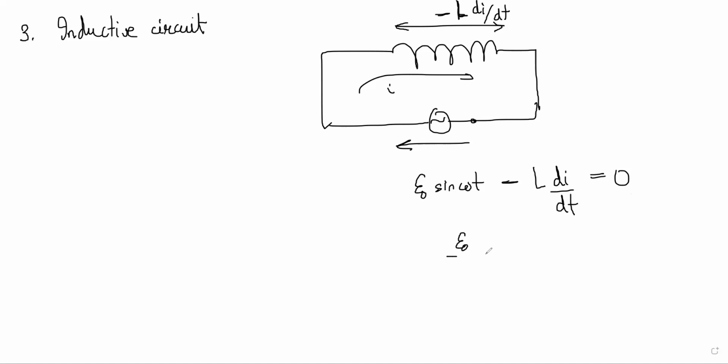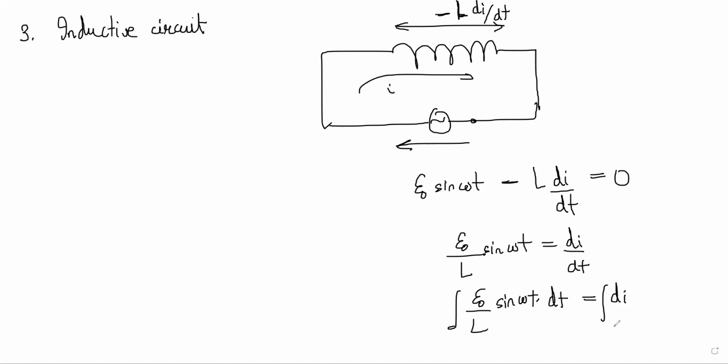We get E naught by L sine omega t is equal to di by dt. And you can just integrate this: the integral of E naught by L sine omega t dt is equal to the integral of di, from 0 to t and 0 to I. So you'll get I is equal to minus E naught by omega L, cos omega t.